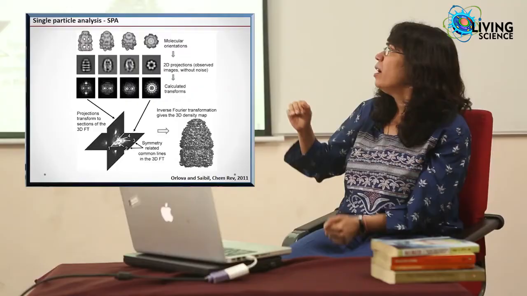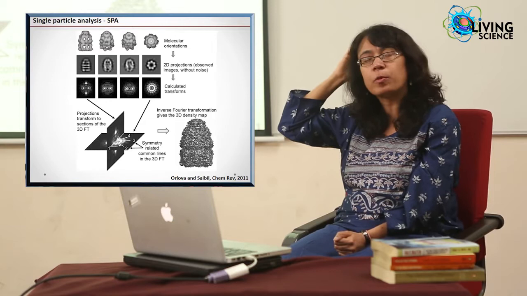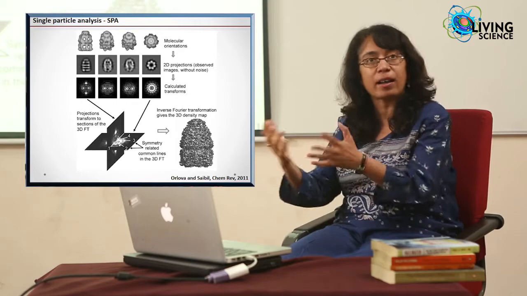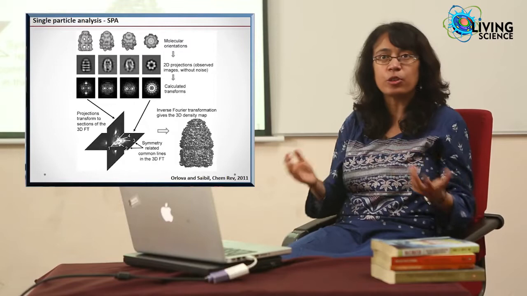Once you have these stacks, these projections of the calculated Fourier transforms can be made to fill the central section of the Fourier transform of the 3D structure. And once you do an inverse Fourier transform, you get the 3D density map back. So the more projections you have, the better it is. If a particular biological molecule is in a preferred orientation, for example, you can only see the side view, you cannot see the top view, then reaching high resolution or getting a good 3D reconstruction is a difficult challenge.